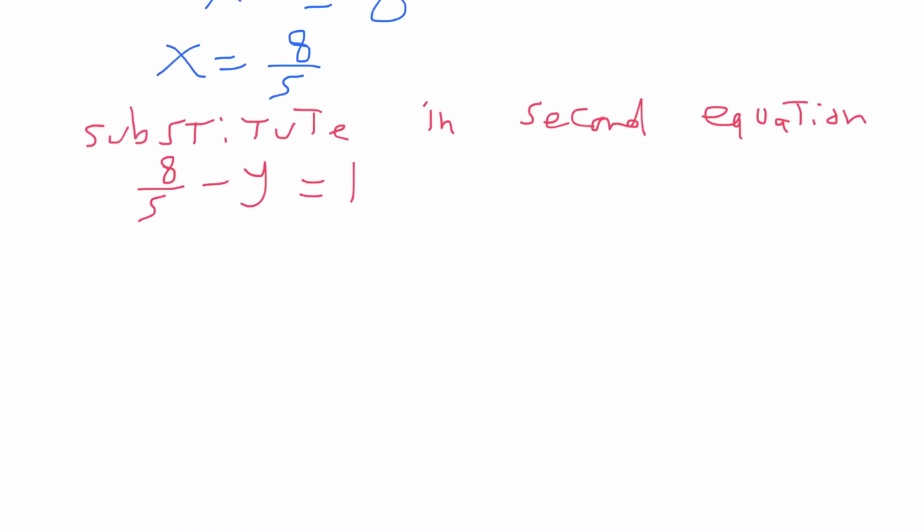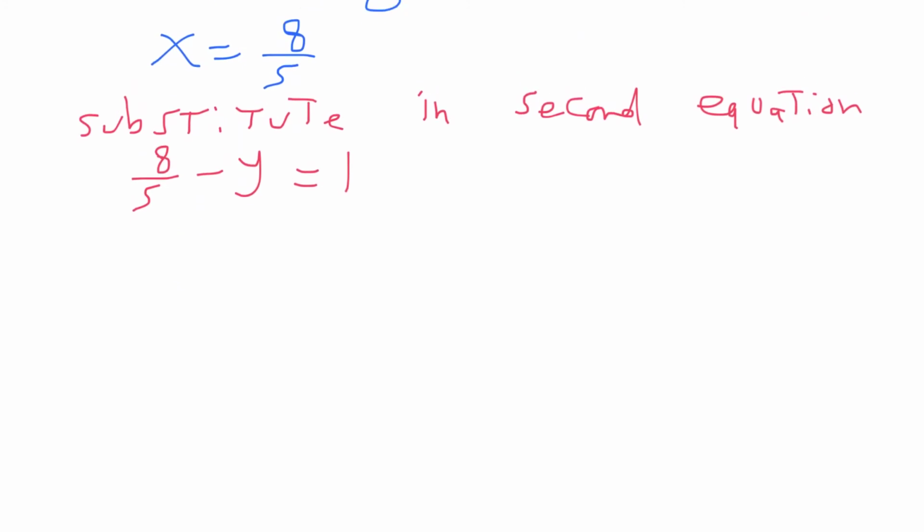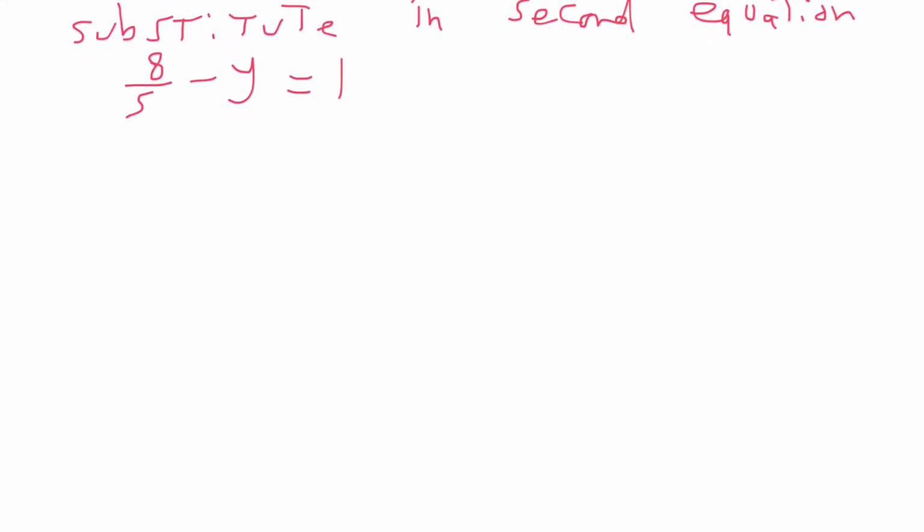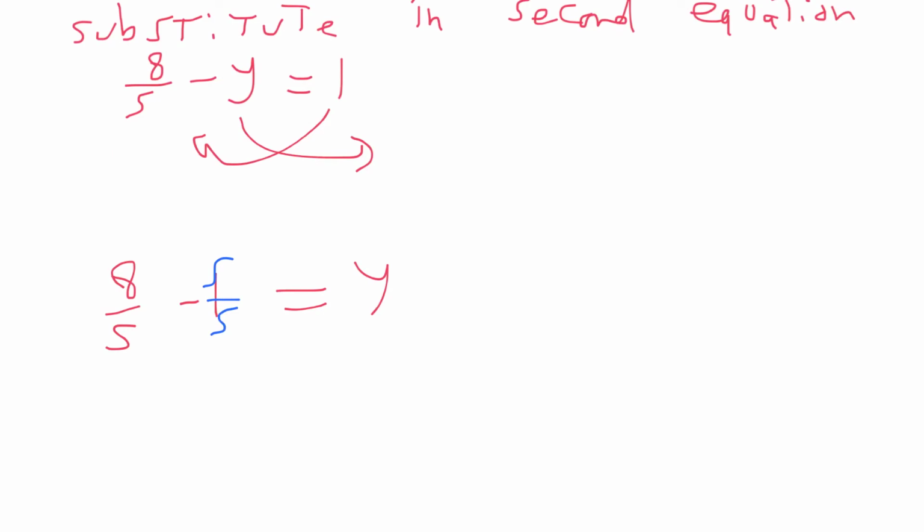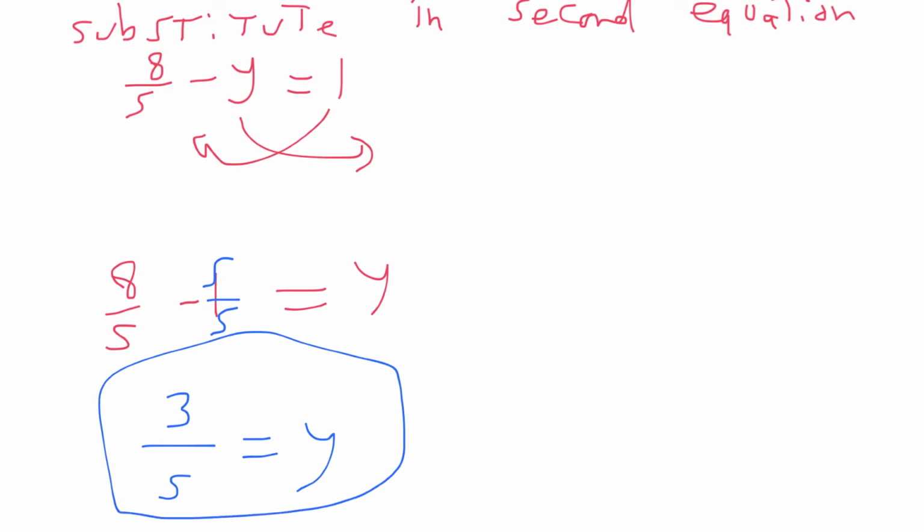It's easy. You can move the y to the other side and make it y here, and the 1 will come there, so it will become minus 1. So y equals 8 over 5 minus 1. This one, I can write as 5 over 5 because I want to have a common denominator. Now I can subtract: 8 minus 5 is 3, over the common denominator, so y is 3 over 5.